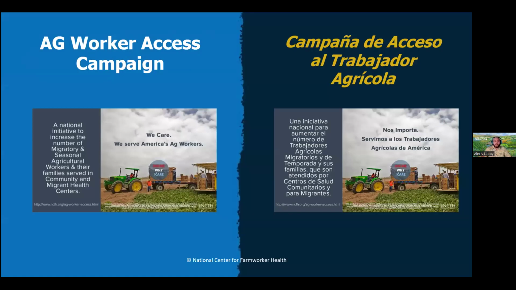And we want to invite you to become part of the Ag Worker Access campaign. This campaign started in 2015 as part of a joint effort between the National Center for Farmworker Health and the National Association of Community Health Centers, along with other health center staff and ag worker advocates. We knew that there was more that we could do for ag workers here in the United States. So the result of this effort is the Ag Worker Access campaign. So we invite you to become part of it. You can find more information about the campaign in our website, and also feel free to contact us for more information.